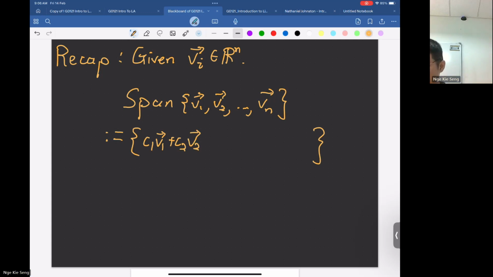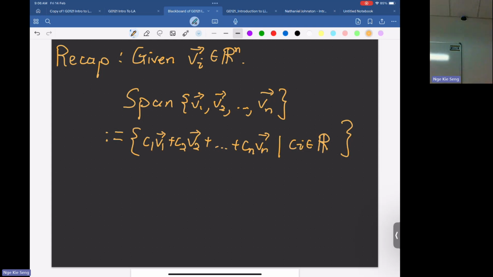Sum of scalar multiples. Where do we pick this scalar from? We pick from the real numbers. In this case, our vectors live in R^n, so we take scalars from the real numbers. This is the idea of span. If you want to ask whether a vector lives inside this span or not, it is actually equivalent to solving a system of linear equations.